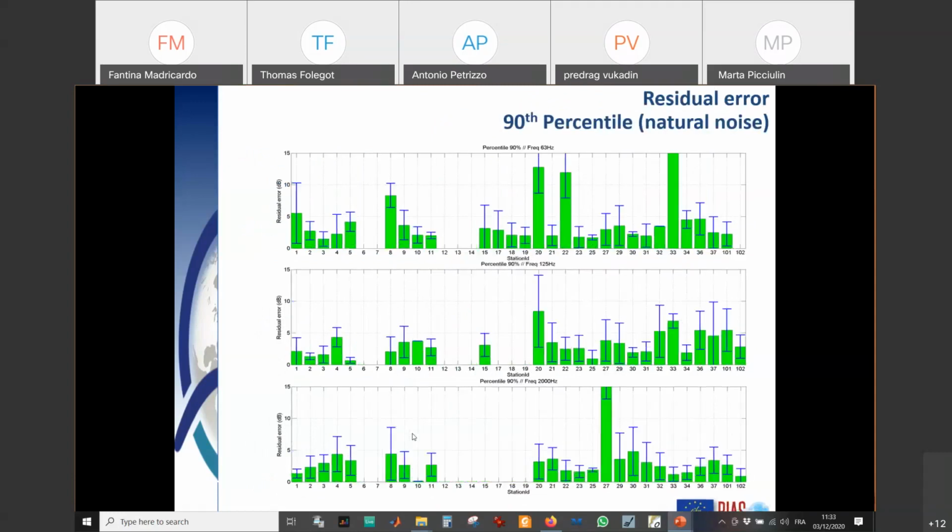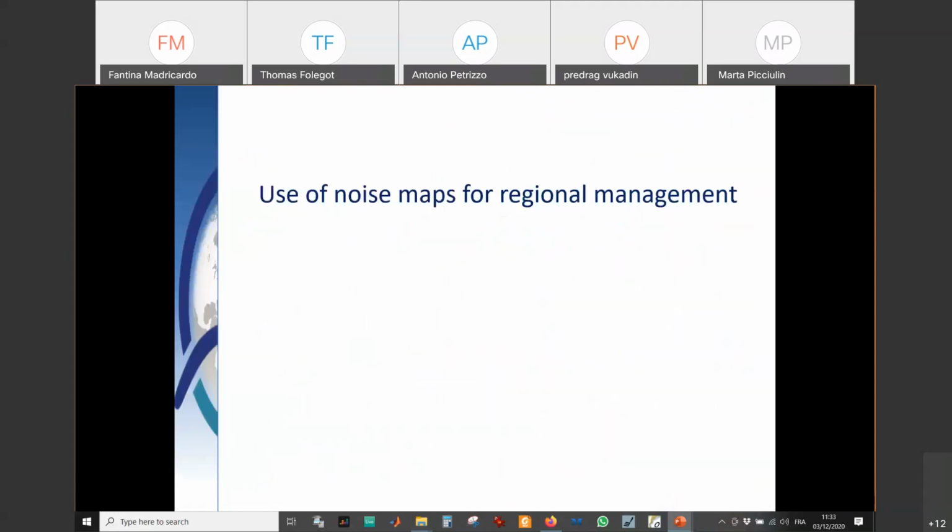Okay, this is the same plot. Voila. This was for the calibration. If you have any questions, I'm sure you have. I have a question.